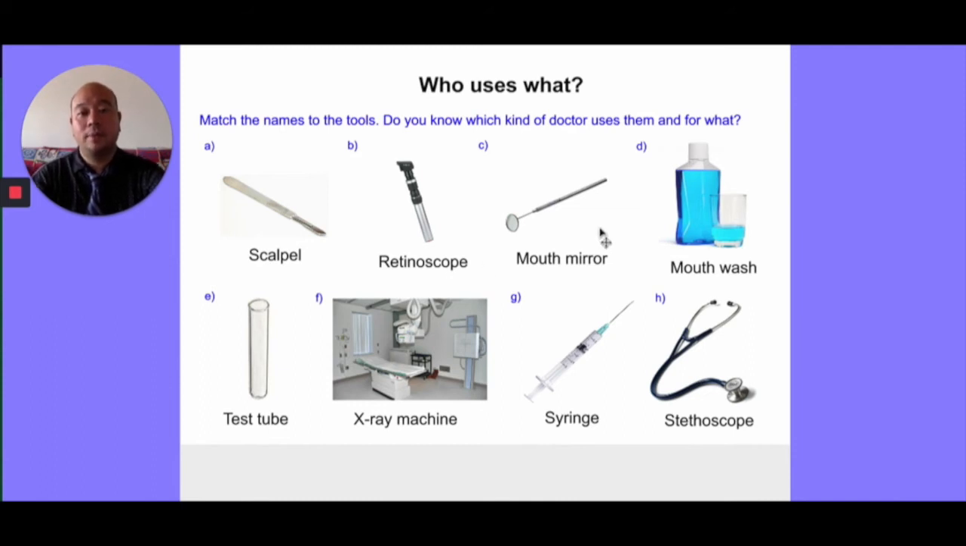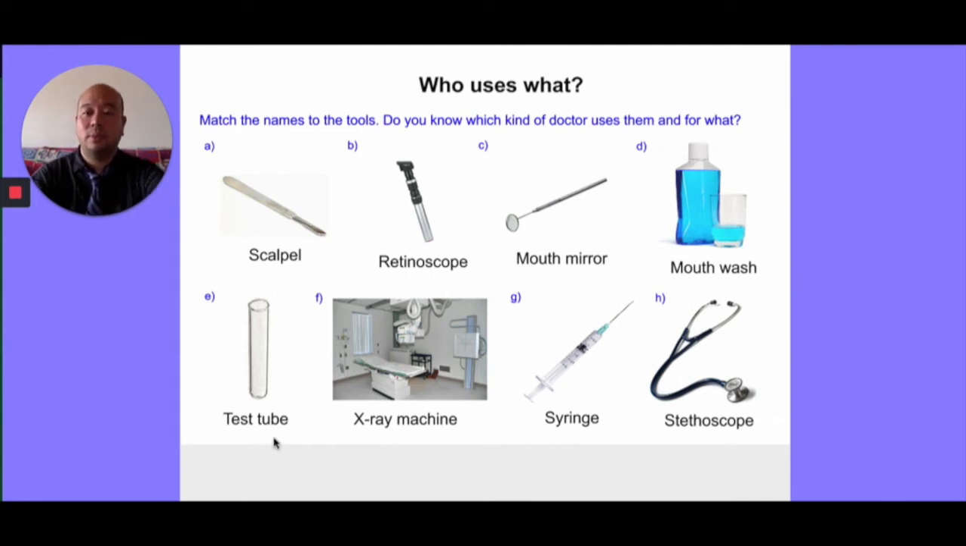The mouth mirror is used by the dentist. So the dentist will use this particular tool to look deep inside your mouth and also to try and see the teeth right at the very back of your mouth, and also the underside of your teeth as well. How about the mouthwash? What's this for? So after the dentist cleans your teeth, then the patient will usually use mouthwash to rinse their teeth.